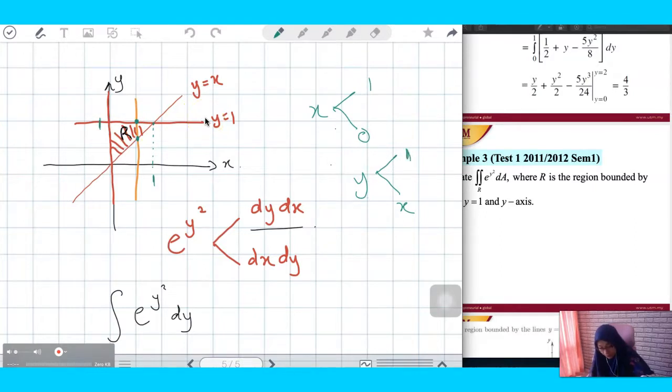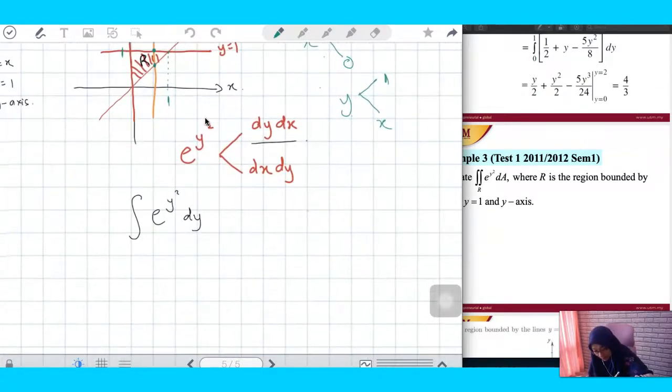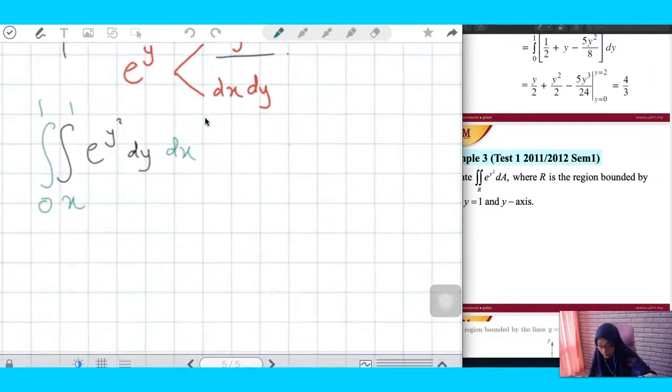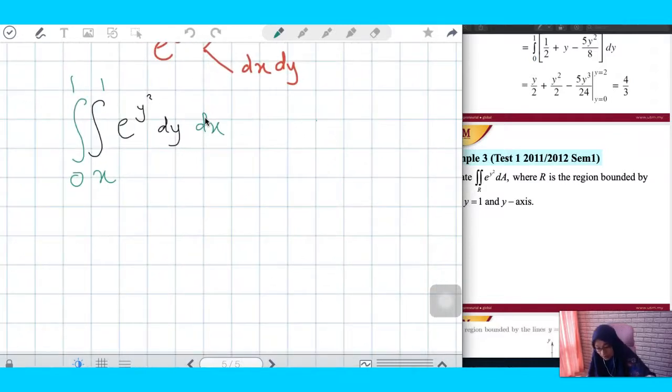Now if I provide the complete double integral, you have dy dx, with x from 0 to 1, and y from x to 1. Now we want to proceed with the integration. The first one, you have to integrate with respect to y. Now we want to see whether it works, becomes simpler, or becomes more complicated.